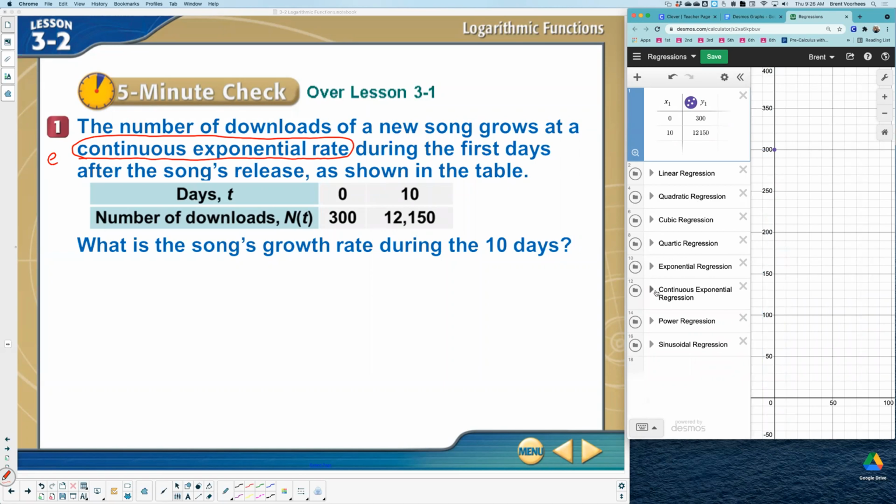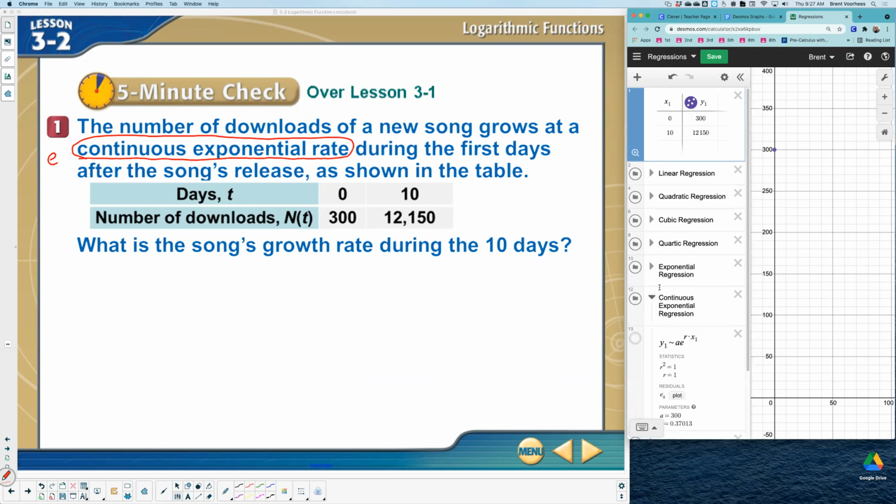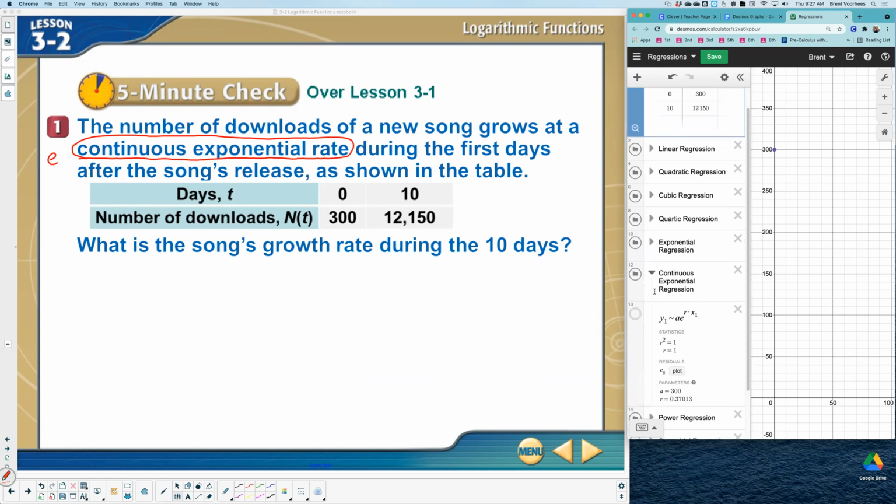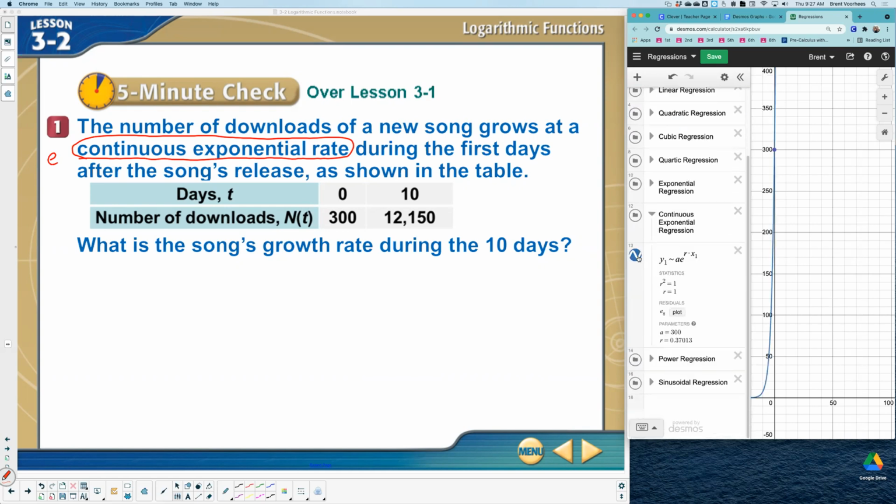Kalina's right. Anybody else can figure out which one to open up? It says continuous exponential. We're going to go to continuous exponential. Number 12 here. If you're looking on the left, line 12 is it. So I'm going to open that up, and you can click it just to see the model. But the equation, all that you need is right down here.